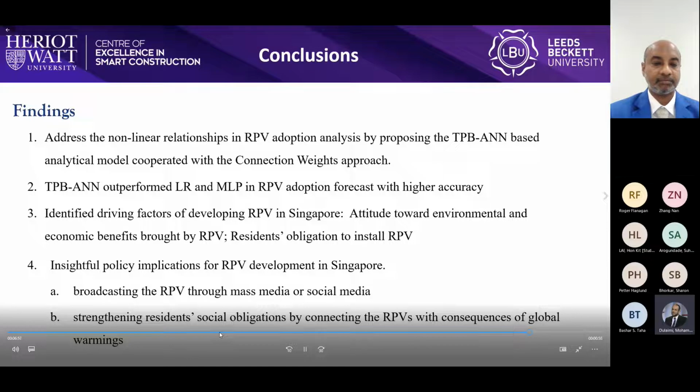Also, this research summarized some insightful policy implications for RPV adoption in Singapore. For example, broadcasting the RPV through the mass media and social media because residents' awareness of RPV is found to be low, and stressing the residents' social obligation by connecting the RPV with the consequence of global warming.